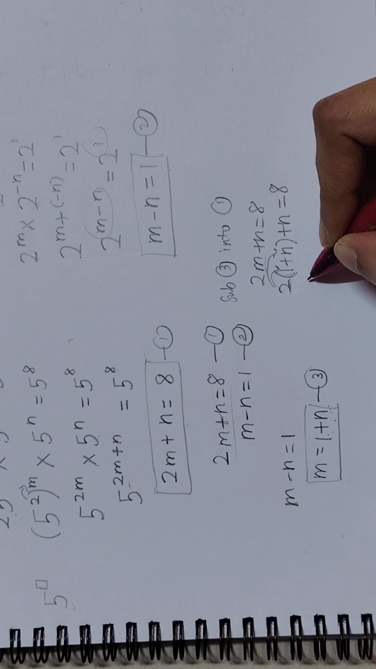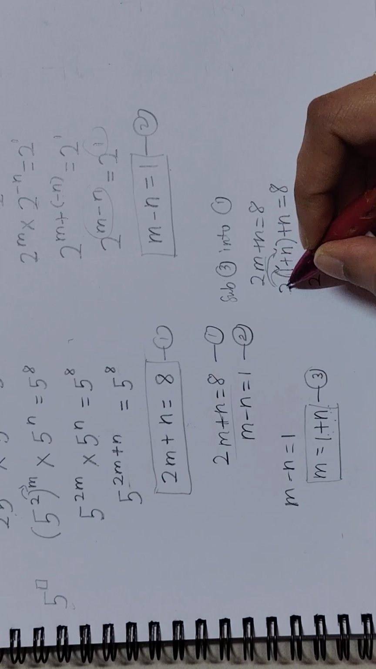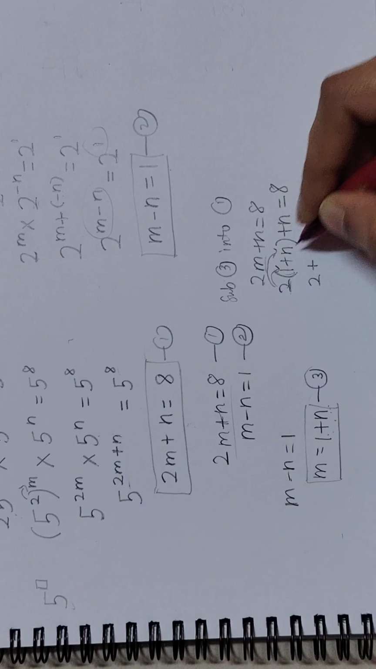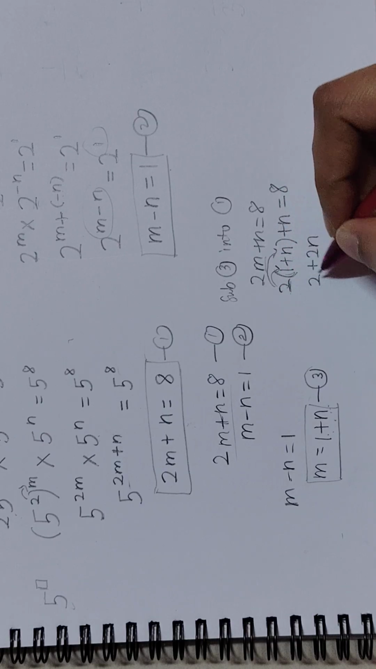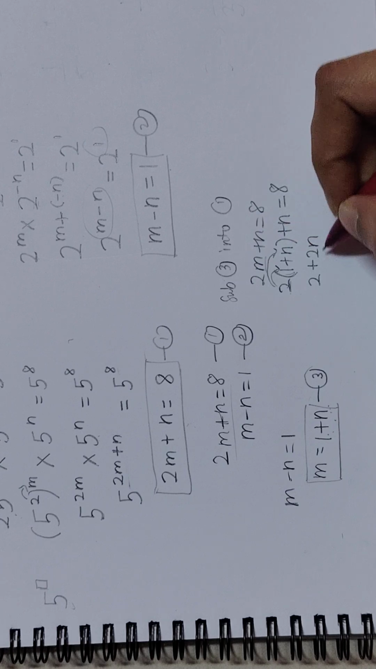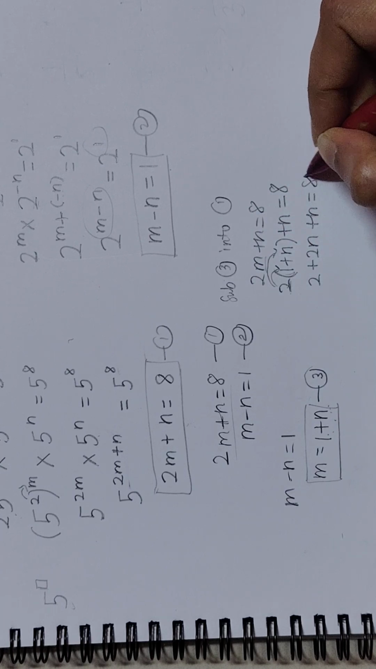So 2 times 1 we get 2. 2 times n we get, this is positive, right? So positive 2n. So you already expand lah. 2 times 1 you get 2. 2 times n you get positive 2n. And then plus n, bring it down, equals to 8.